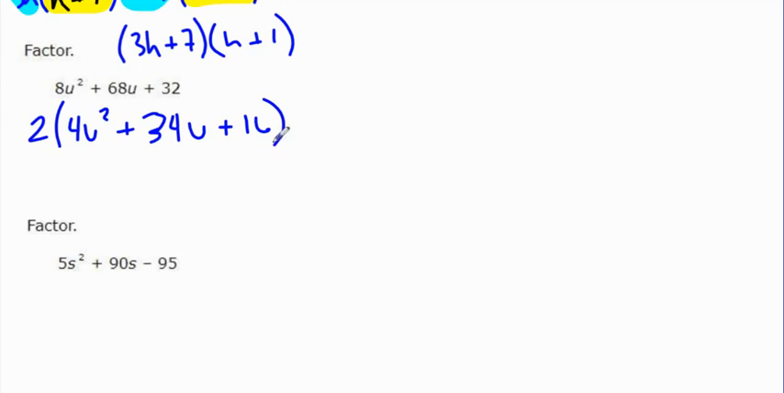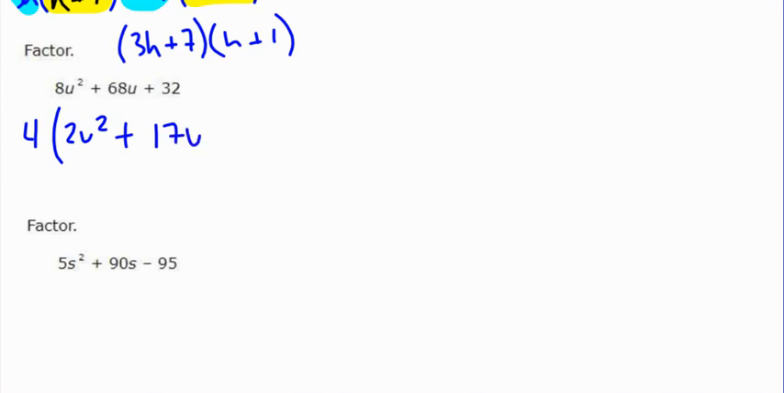So I am missing another, this 2 is not my greatest common factor, because see here how I have 4, 34, and 16, I know 2 can be pulled out of all those. So I'm going to erase that, and my greatest common factor must be 4. 4 goes into 8u squared 2u squared times. 4 goes into 68 17 times. And 4 goes into 32 8 times. So that looks better because now I can't think of a common factor between 2, 17, and 8.